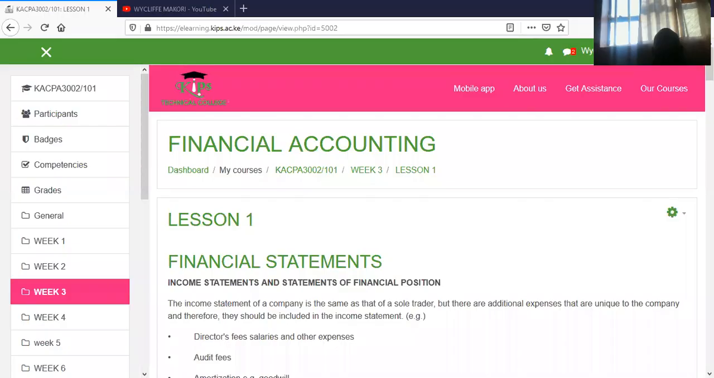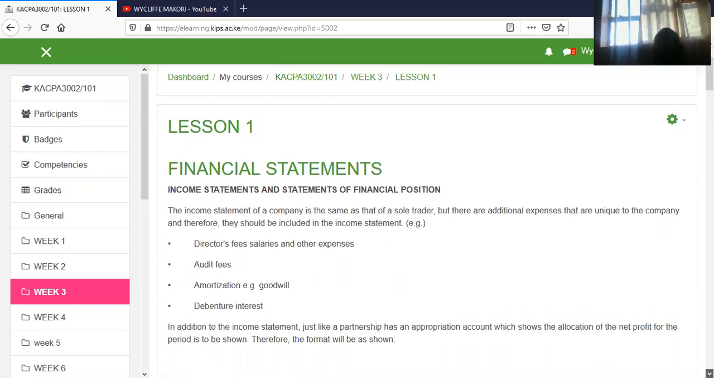Remember, company accounts, or the companies, are the most sophisticated kind of business that we are going to look at so far. If you compare it with the sole trader, which is actually a bit simple, in the company accounts, we have got additional items that we need to know.